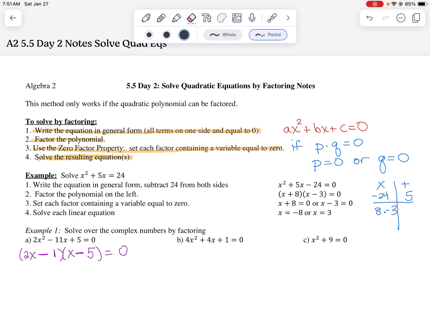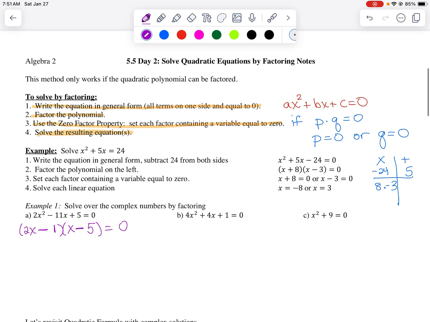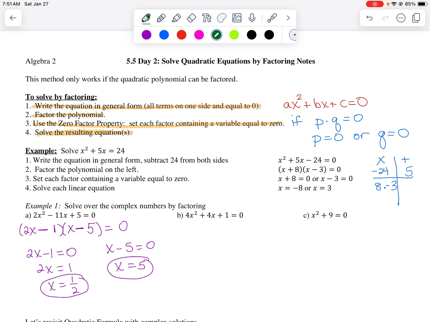So that factored. So then I use the zero factor property that says set 2x minus 1 equals 0 and x minus 5 equals 0. I could add 1 to both sides and divide by 2. Add 5 to both sides, I get x is 5. Since you're just watching the video, if I'm going too quickly, just pause the video. Pull it back, rewind it a little bit, do whatever you need.